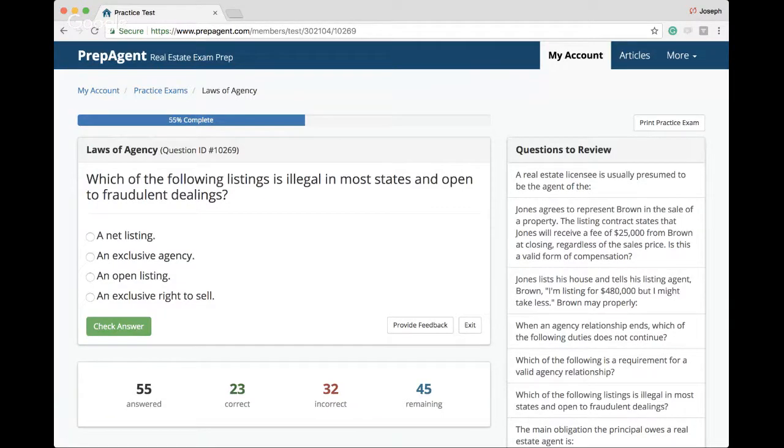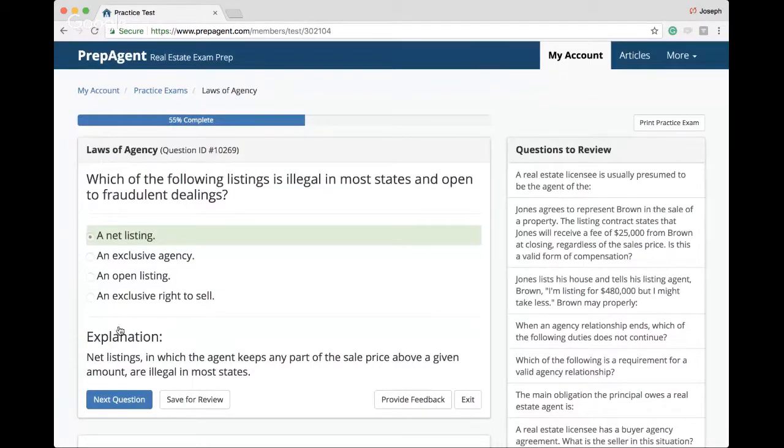Which of the following listings is illegal in most states and open to fraudulent dealings? A, a net listing, B, an exclusive agency, C, an open listing, or D, an exclusive right to sell? Okay, and the answer here is A, net listing. It's not illegal in all states, but it is illegal in most states because there's a conflict of interest there. And here's why.